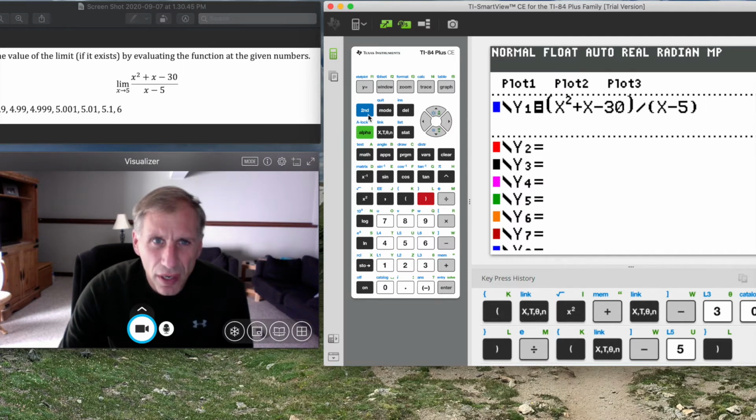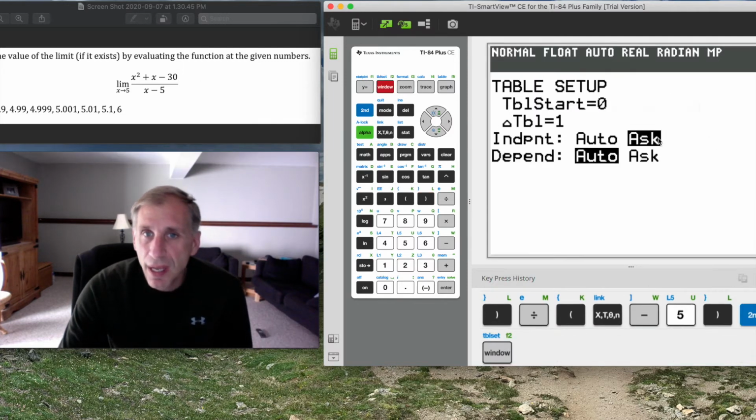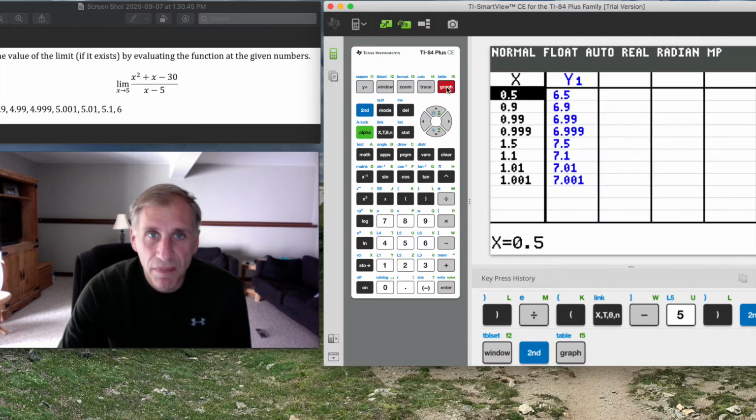And so we're going to go to table set and make sure the independent is set to ask so that we can put any values we want in on our table. So we're going to go second graph, and let's create this table by choosing some values we'd like to see.